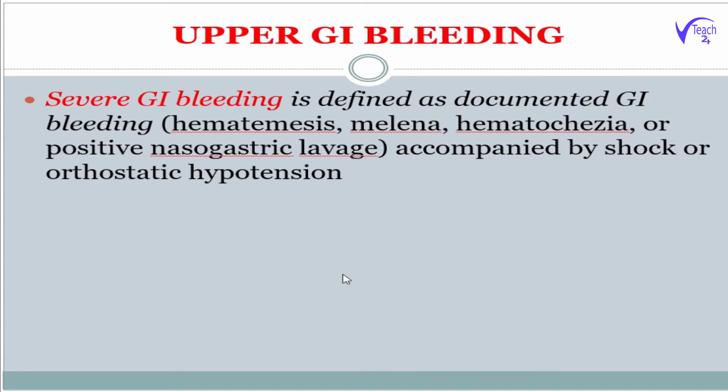What do we call a severe GI bleeding? That is defined as documented GI bleeding with hematemesis, melena or hematochezia, or a positive NG lavage accompanied by shock or orthostatic hypotension.